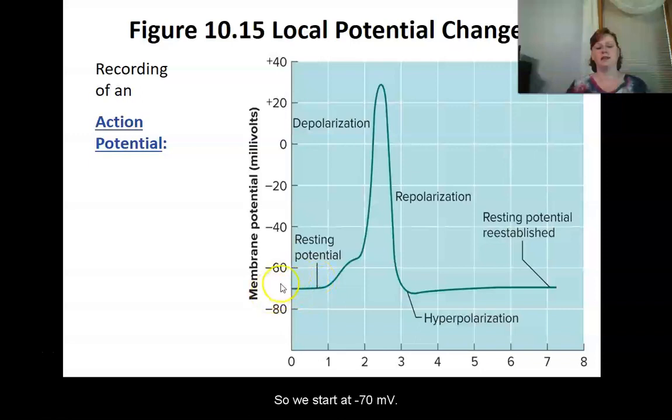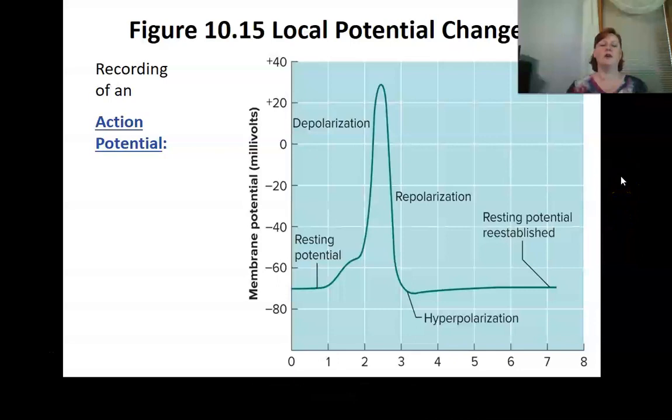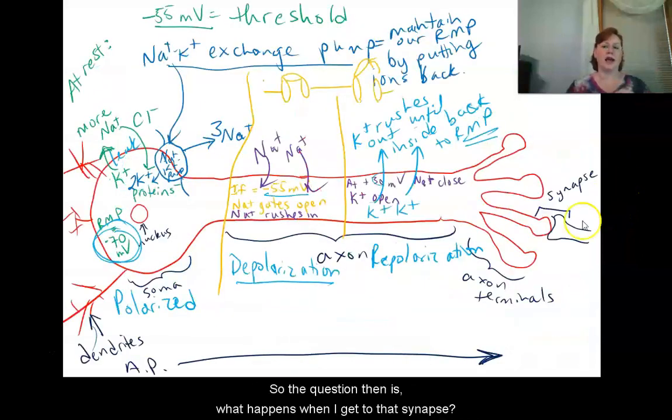So we start at minus 70 millivolts. When that membrane is depolarizing, sodium is rushing into the cell, and it goes all the way up to positive 30 inside the cell. Then we repolarize after we're done firing, and we do that by moving potassium out of the cell. We kind of hyperpolarize a bit right after we fire, and then eventually it settles back at our resting potential. So the question then is, what happens when I get to that synapse?